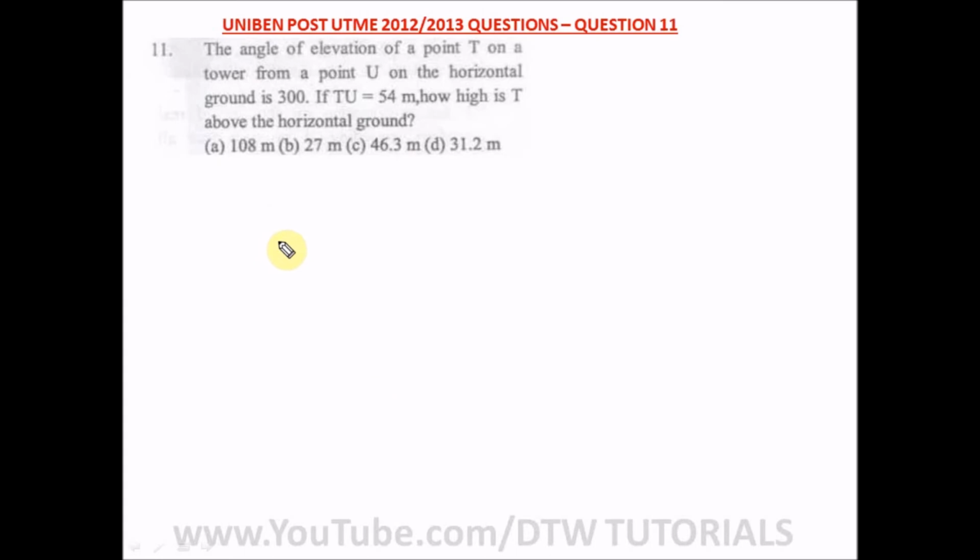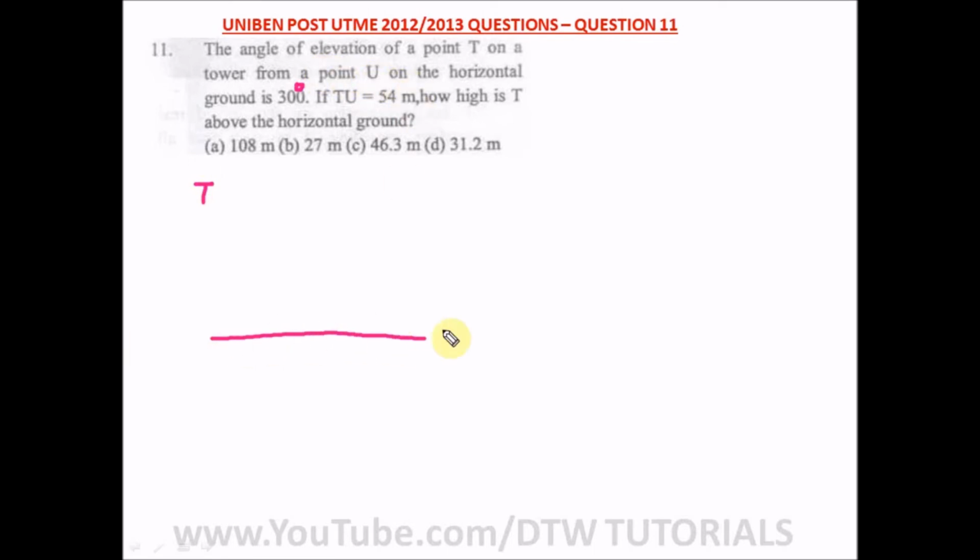Question 11 of the UNIBEN post-UME past questions for the year 2012/2013. That's the University of Benin. It says the angle of elevation of a point T on a tower from a point U on the horizontal ground is 30. This should be 30 degrees. Okay, let's interpret this question now. So the angle of elevation of a point T on a tower T from a point U on a horizontal ground.